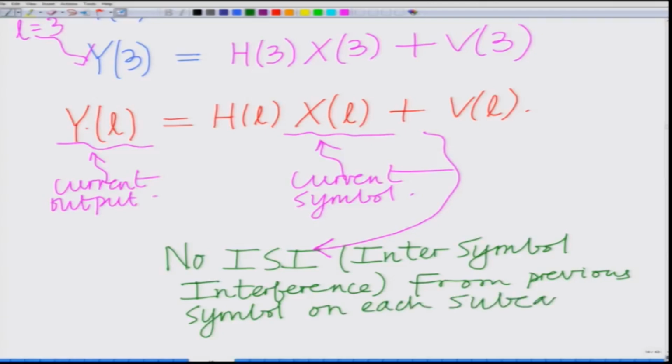subcarrier. Remember, in the time domain you still have the intersample interference, but by intelligently working in the frequency domain, by adding the cyclic prefix and converting back into the frequency domain at the receiver, one has eliminated the intersymbol interference across each subcarrier. And this is the important aspect of OFDM, that it eliminates the intersymbol interference in the frequency domain.